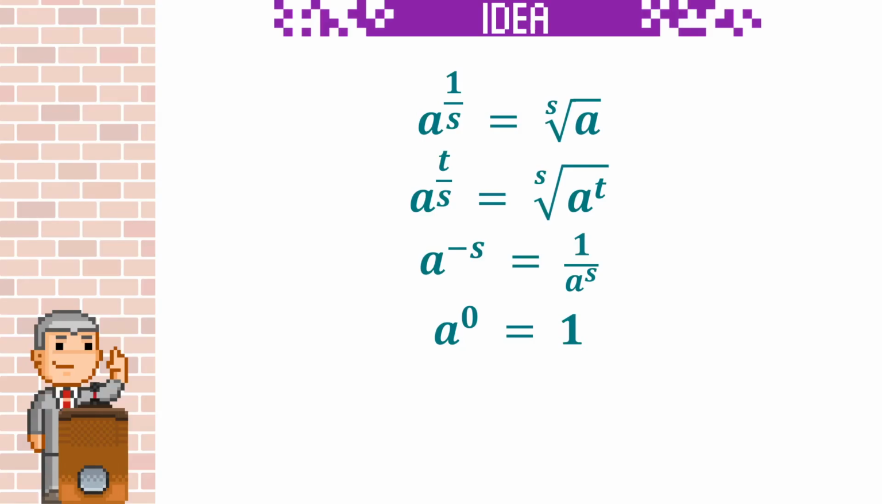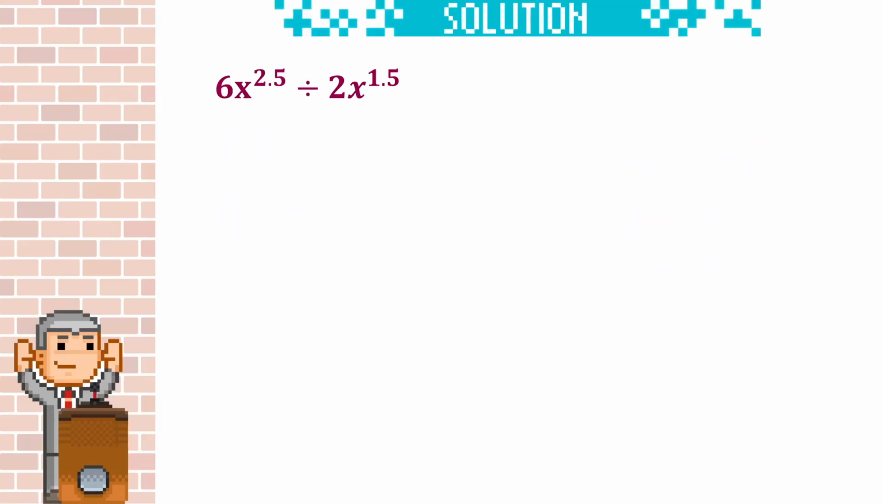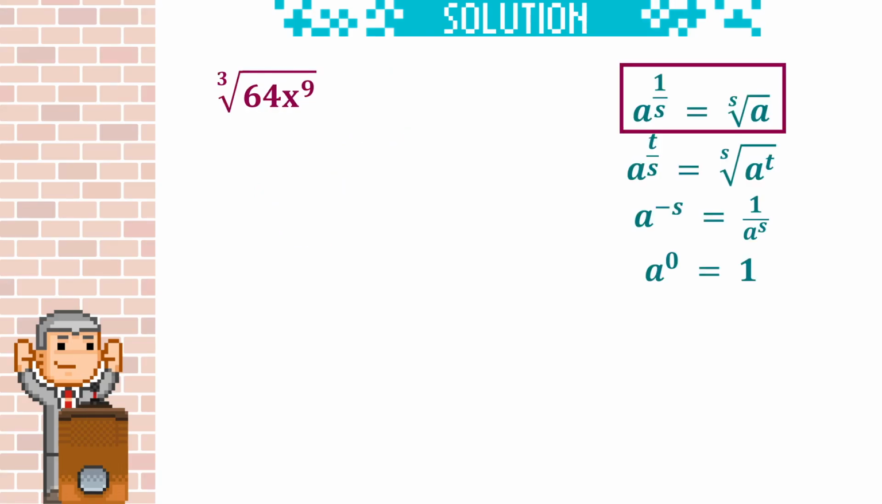Indices have these advanced rules you will need to learn. Let's go through some advanced indices questions. In this question we're going to subtract the powers because the bases are both x, so the bases are both the same, and we're going to divide the coefficients. So 6 divided by 2 is 3, and then x to the power of 2.5, take away 1.5, which is just 1, but 3x to the power of 1 is just the same as 3x.